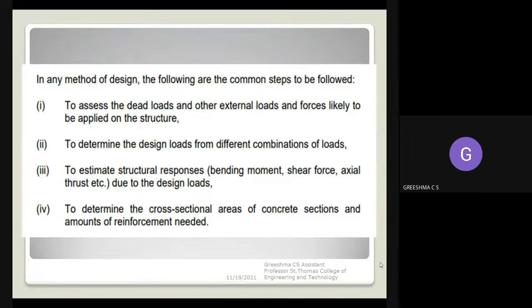Okay, so yesterday we have discussed about the limit states. Yesterday we had discussed about how to design a building. Study that in detail, step by step. Okay, if you are designing any structure.